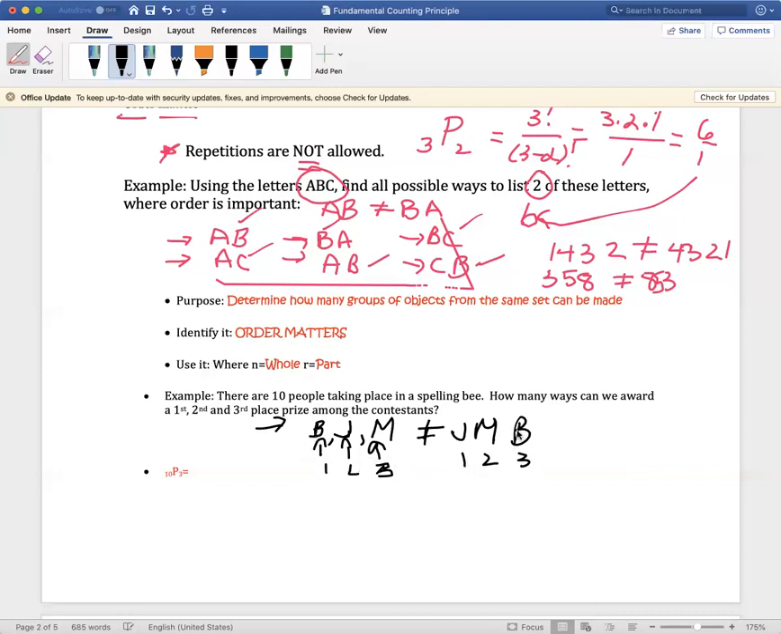Here, Bobby's first, here, Bobby's third. So this is an example of a permutation. And we have 10 objects. There are 10 people taking part in a spelling bee, and we're choosing 3 at a time because we have first, second, and third. So for 10P3, that's the same thing as saying 10 factorial divided by (10 minus 3) factorial.